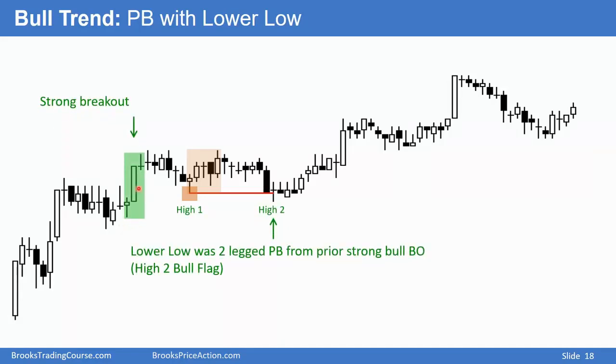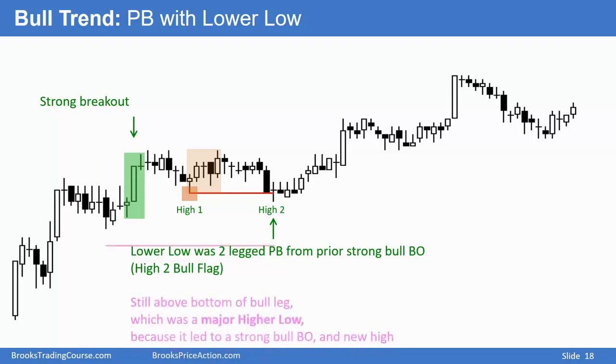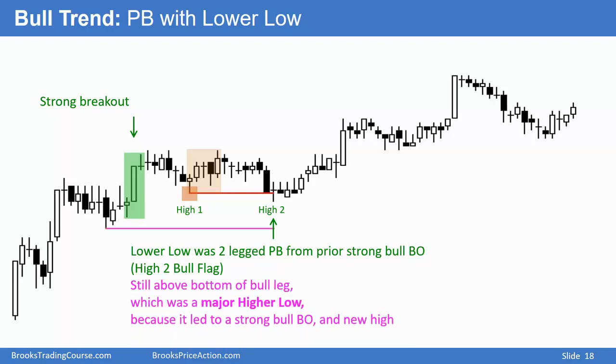Still above the bottom of the major higher low, the bottom of this bull breakout. Not just the bar, but the breakout began here. It's good that it stays above the bottom of the bar. It's better that it stays above the bottom of the bull leg, and it's better that it stays above the bottom of the entire swing. Most bulls would put their stop down here, maybe below here. Major because strong breakout to a new high.